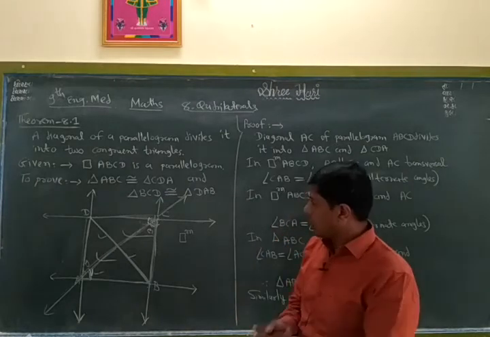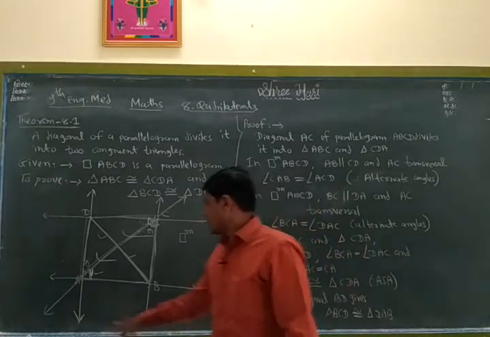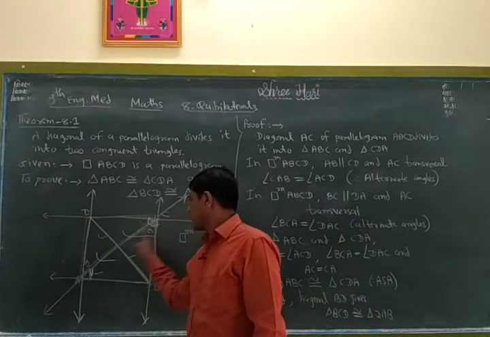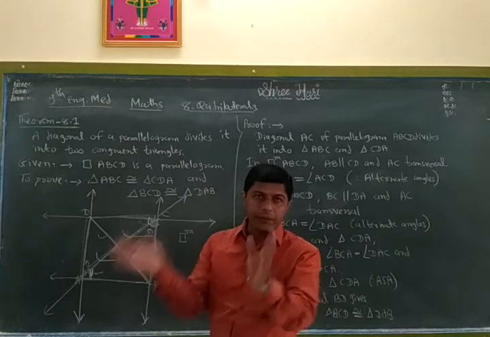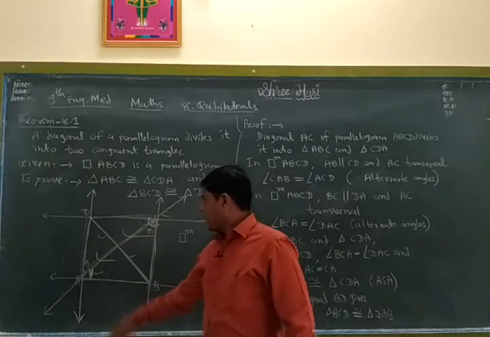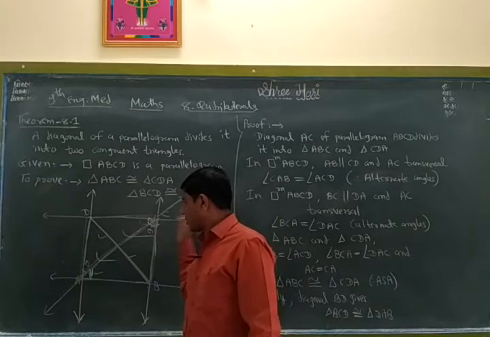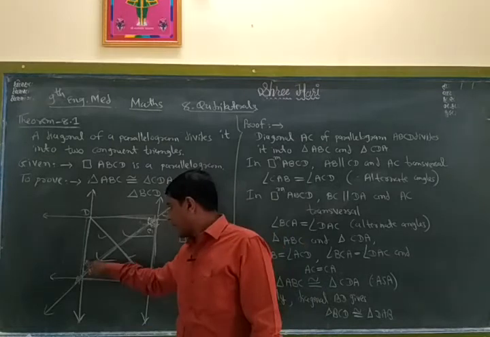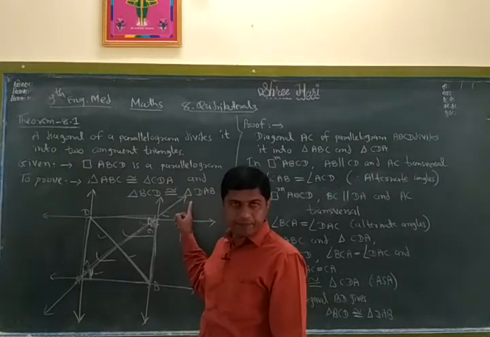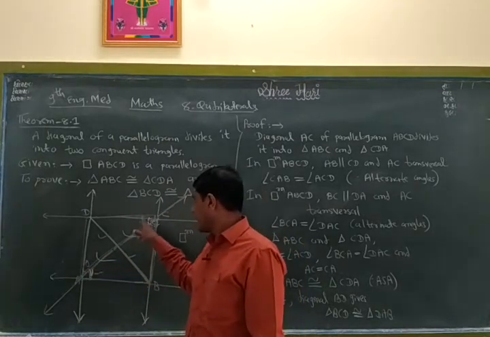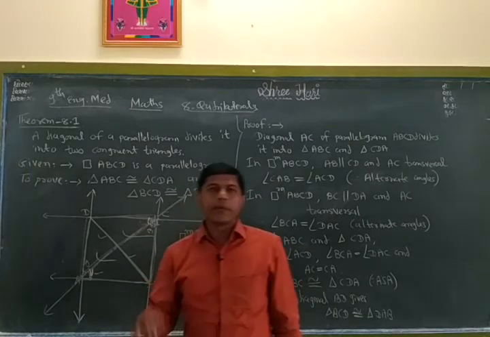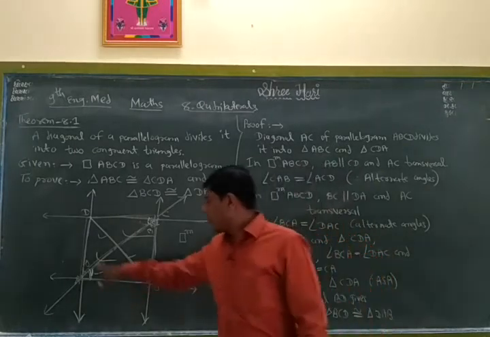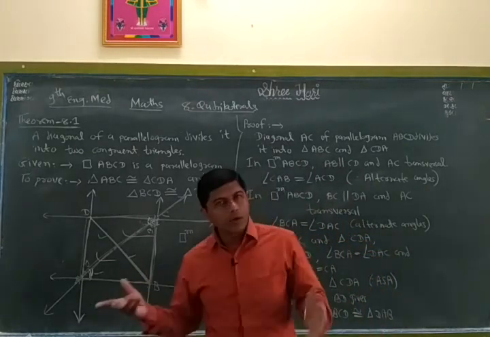Your simple logic, again I repeat. First, these two are parallel and AC is a transversal, so Z shape, so these two angles are congruent. Same again, AD is parallel to BC and this is a transversal, so Z shape, these two are congruent. So angle, and AC congruent to CA, so angle, side, angle. We can say that these two triangles are congruent. Same way, if we take BD, these two triangles are congruent.